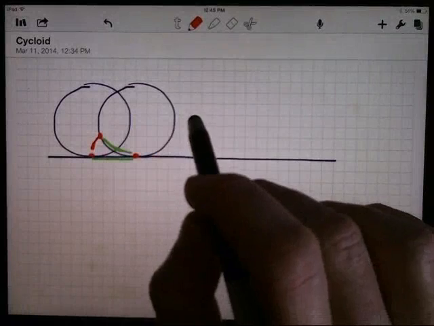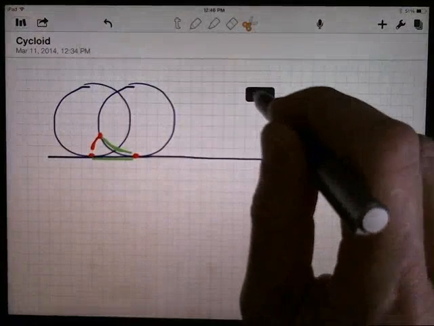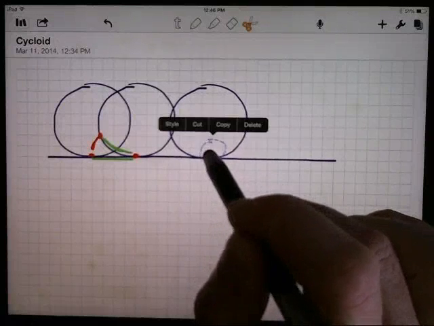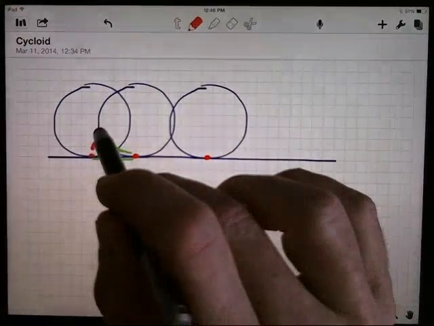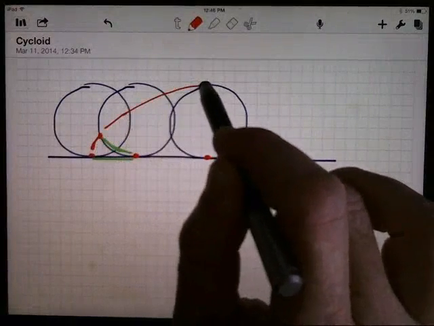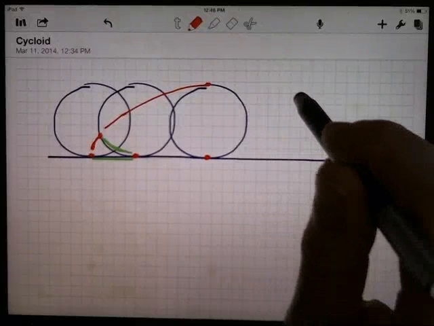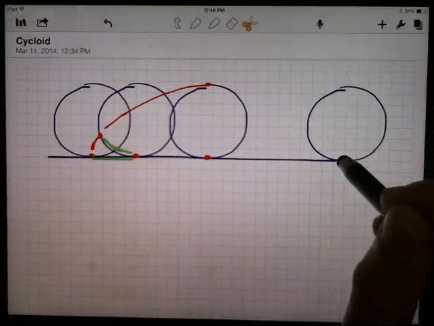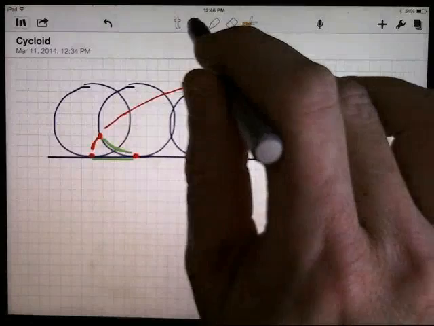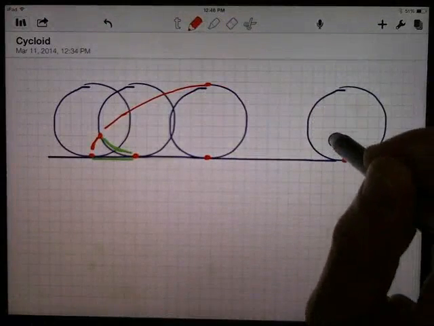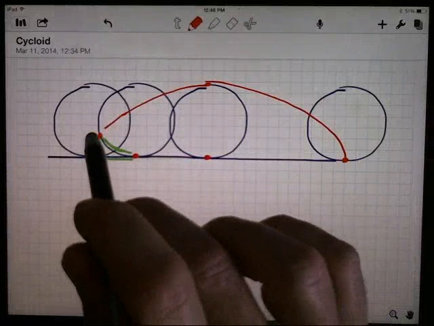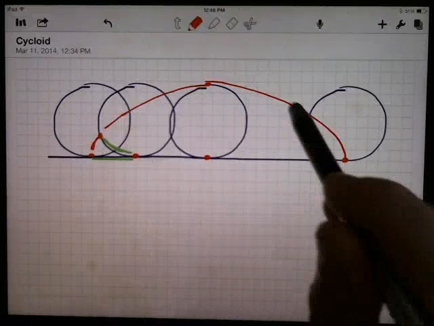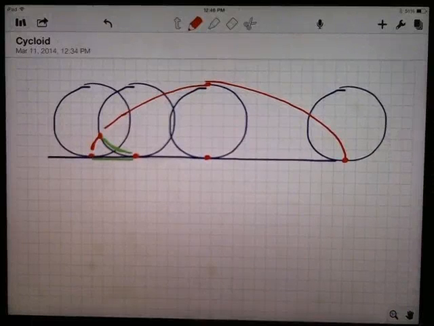At some point, the circle will have rolled through half of its circumference, and that red point will now be up at the top, and then it will continue to roll, and at some point that red point will be back on the bottom again, and the path will look something like this. It starts going up, it goes across, and it comes back down again. That's one arch of a cycloid. It would then repeat itself as the circle kept going.